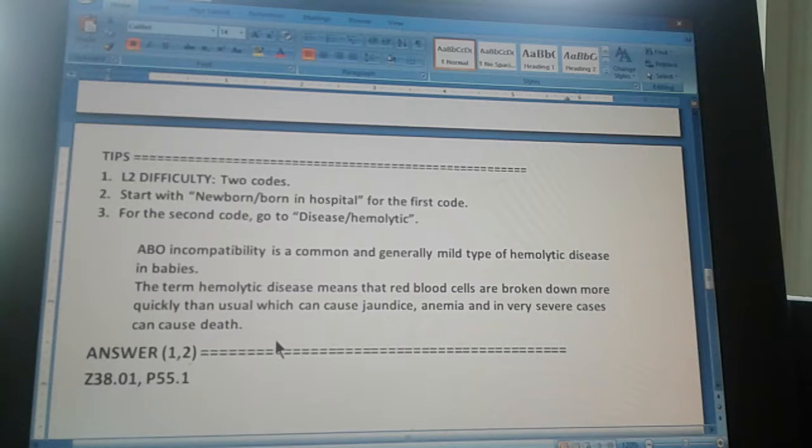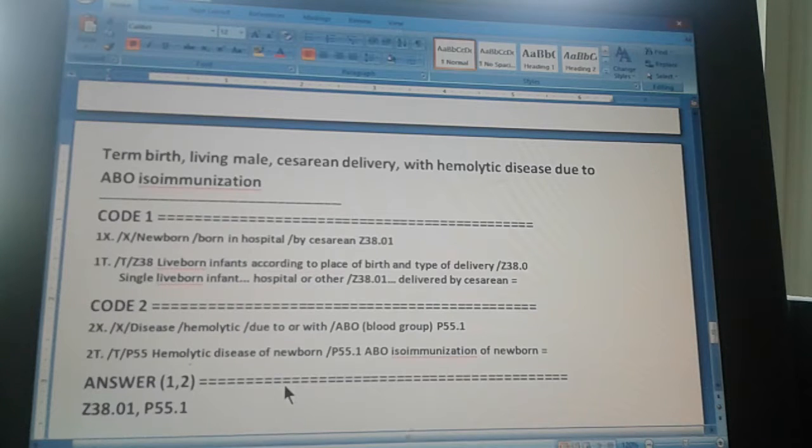Okay, so this is a little more explanation of what you're coding. But now you already know the answer. The answer is Z38.01 and P55.1. But now we're going to count to 3 so you can stop the video and give us the path to the answer, how we got to the answer. So 1, 2, 3. Okay, this is the summary of the whole problem.